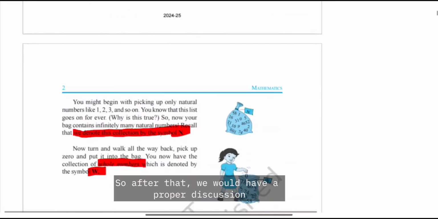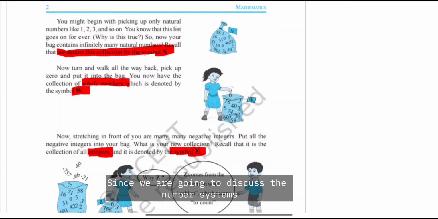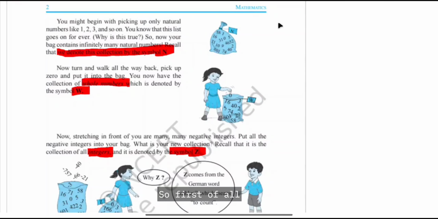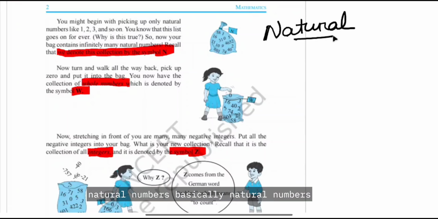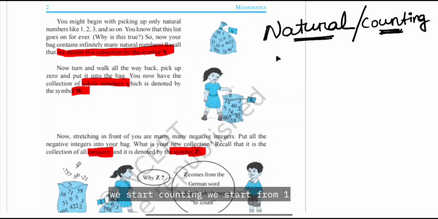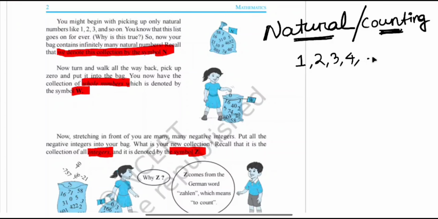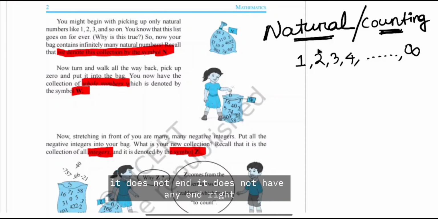After that we would have a proper discussion on different types of numbers. Since we are going to discuss the number systems, all the different types of numbers will be discussed. First of all, we will be starting with the natural numbers. Natural numbers are otherwise known as counting numbers. Why do we say this? Because whenever we start counting, we start from 1, and go 1, 2, 3, 4, up to infinity. It doesn't have any end.